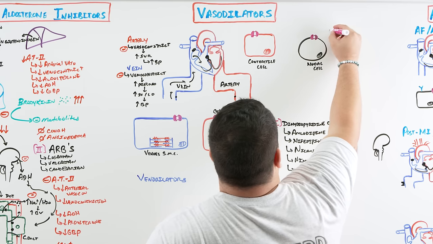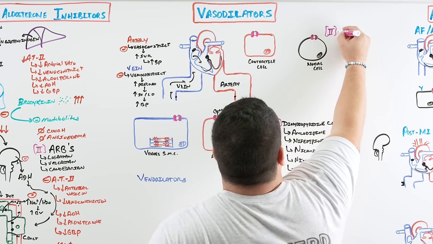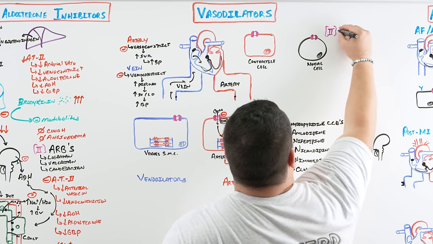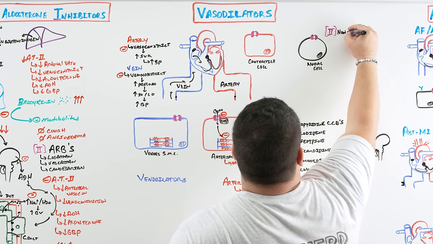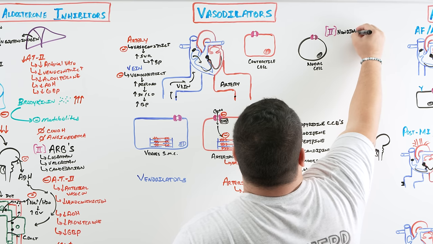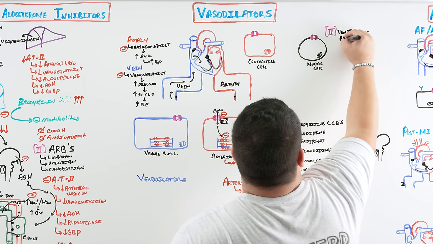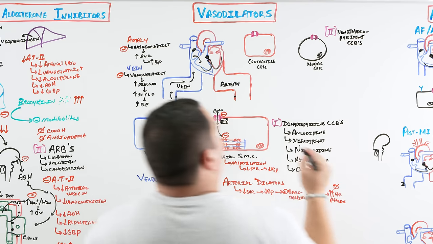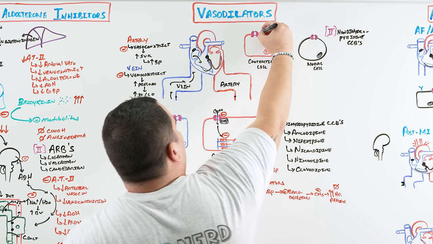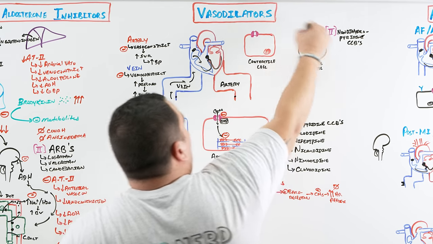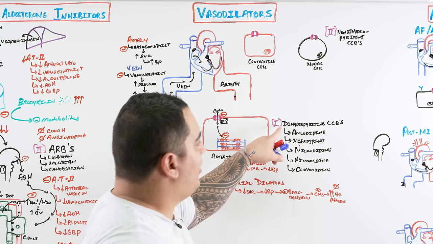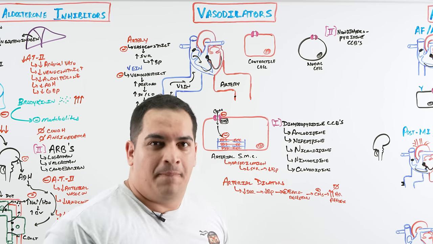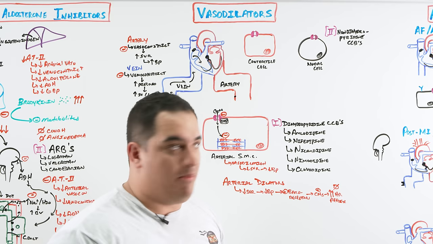This is going to be the second category of drugs here, and these are called your non-dihydropyridine calcium channel blockers. These are the only ones that are present on the myocardial cells. You do not have dihydropyridine calcium channels present on the myocardial cells. Very, very important to remember that.